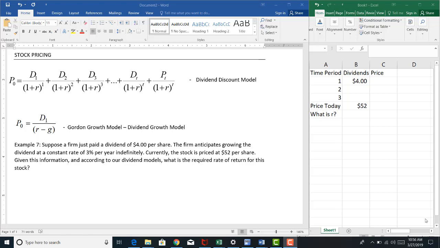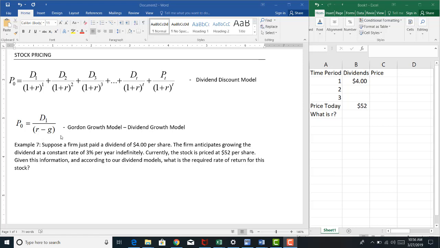So again, we're solving for R. We're assuming that the dividends are growing at a constant rate G, so we're going to use the Gordon growth model. We need to solve algebraically for R to figure out what the required rate of return is. Notice, we're given the share price of $52 a share. We're making the assumption that the market has priced this stock correctly, and given that price, we can figure out what the required rate of return by shareholders is.